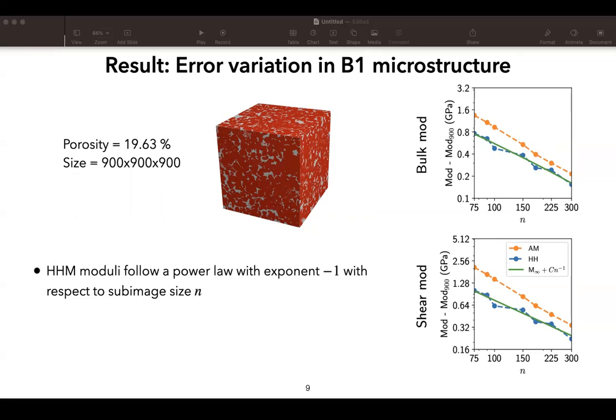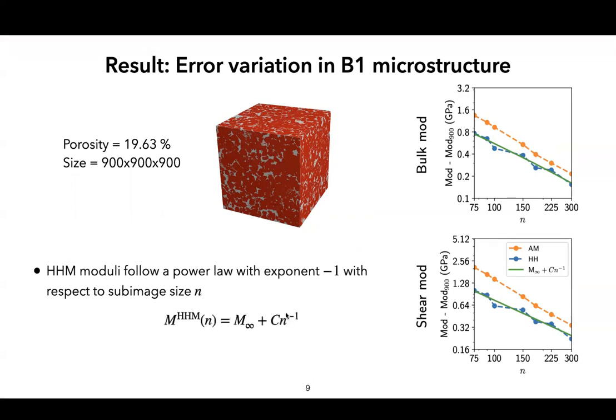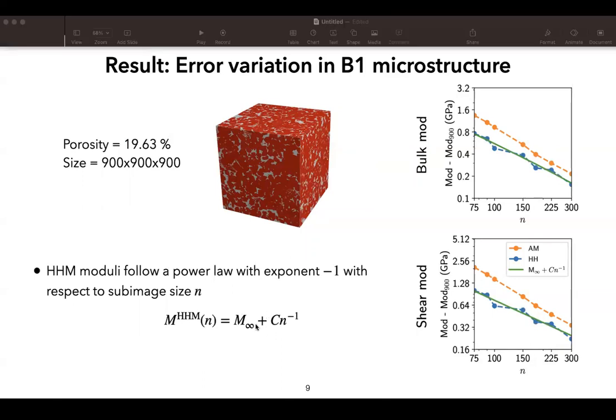So the first observation is that the HHM moduli follow a power law with a fixed exponent of minus 1 with respect to sub-image size n. And these two, M infinity and c, are fitting parameters. M infinity is the asymptotic value of the homogenized modulus of this large image, as N tends to infinity.